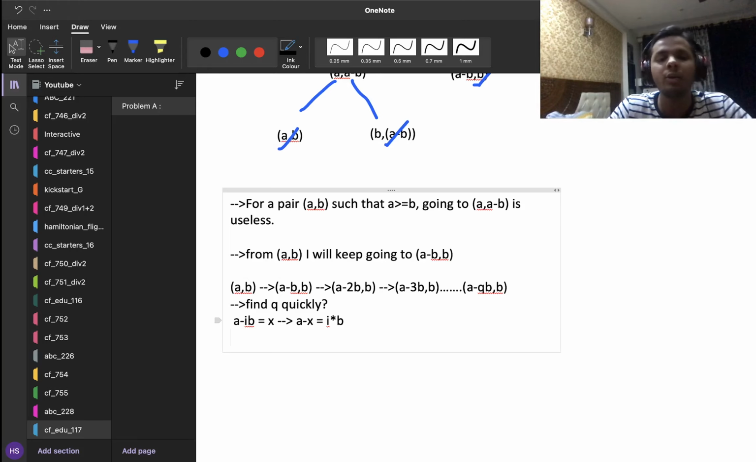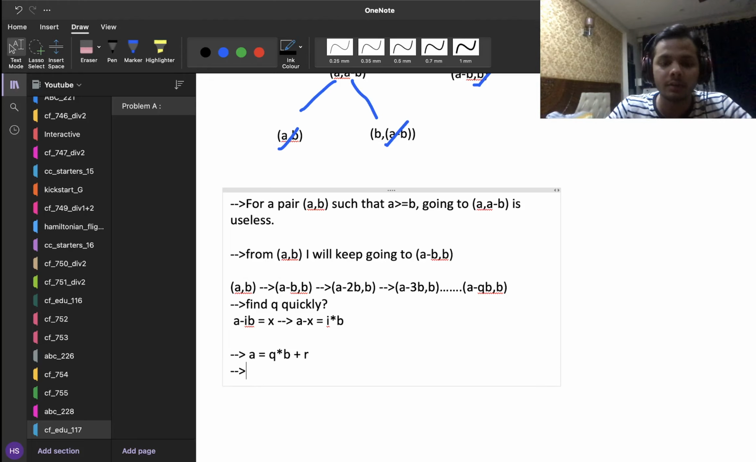Now the only question is, how do I find q quickly, right? So let's see how to do that. It turns out that I have assumed that a is greater than b, right? So a will be some quotient times b plus remainder, right? And we know that this r is always less than b. And guess what? This is what we wanted. We wanted the first time where a minus qb becomes less than b. And we know that r is the remainder when a is divided by b. And that remainder is always less than b.